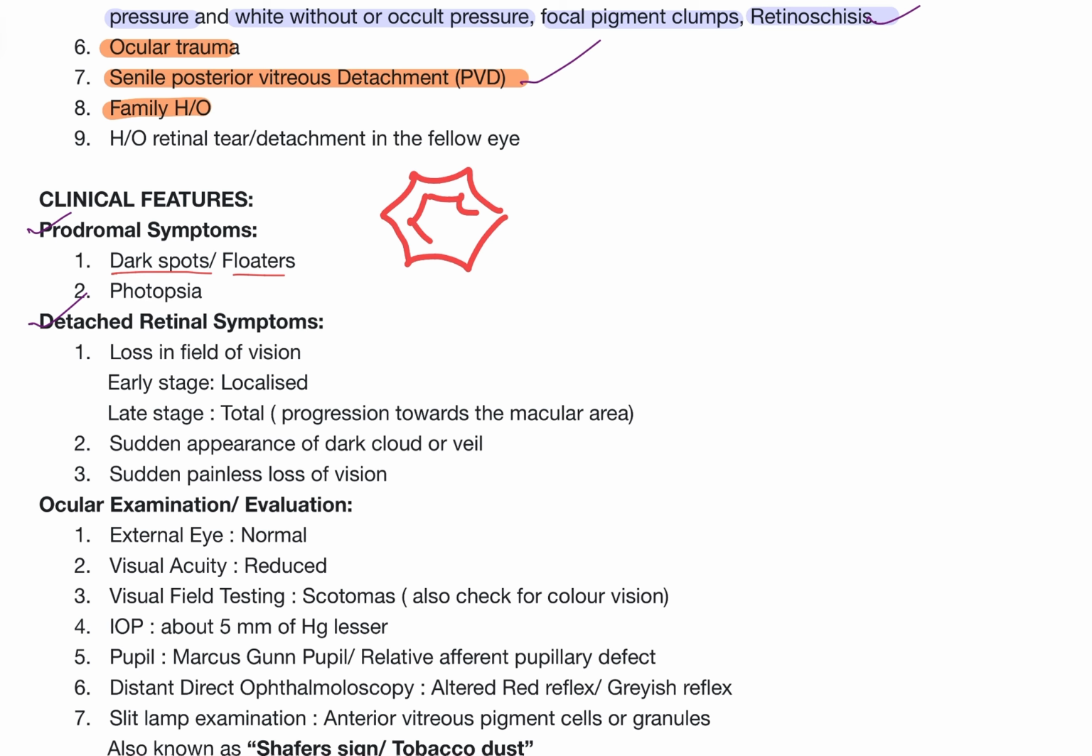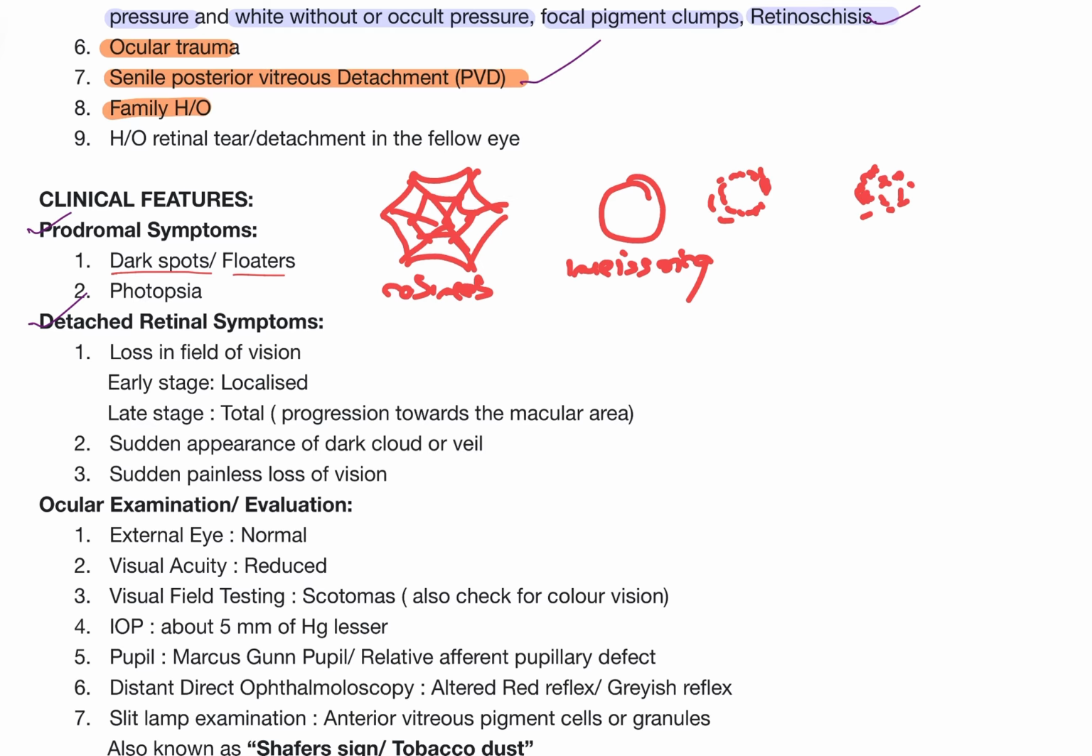So in this matter, he's just having some obstruction in the visual field. Or else the patient might complain of some ring called Weiss ring. So this is your cobweb, right? This is your Weiss ring. Weiss ring usually occurs when you have your retinal attachment around the macula, right? And then some showers of black shadow, usually vitreous hemorrhage. So in all these, the patient will have dark spots or floaters.